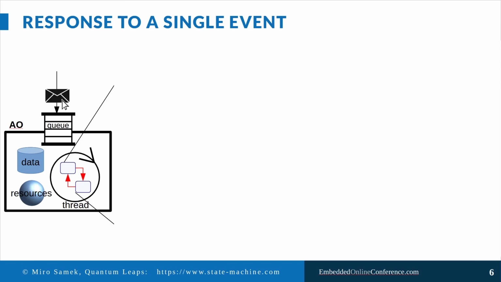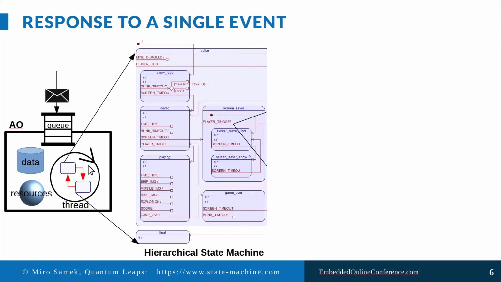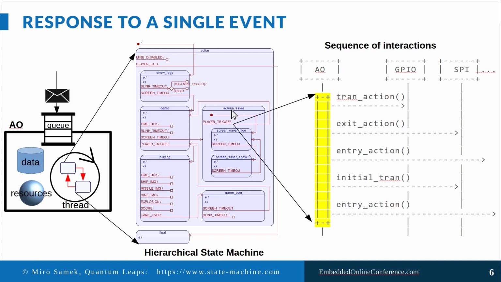Once an event is posted, it will eventually be processed to completion on the internal thread of the active object component. The event processing, in the general case, involves a state machine, because generally the proper response to an event depends on both the type of the event and the internal state of the system. A state machine handles an event by executing a sequence of actions.